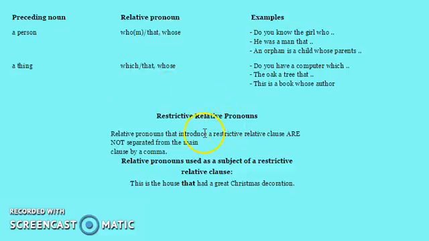Restrictive relative pronouns. Restrictive relative pronouns that introduce a restrictive relative clause are not separated from the main clause by a comma. Relative pronoun used as a subject of a restrictive relative clause. This is the house that had a great Christmas decoration. So that would be the relative pronoun, and it's restricted because there is no comma.